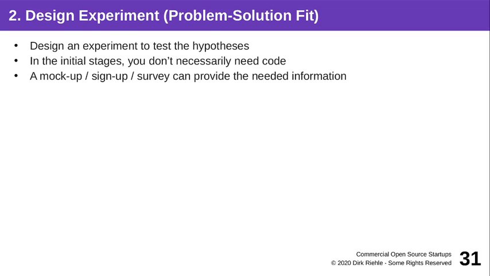So now that you have your hypothesis, so for example, you think that elderly people need physical buttons rather than touch screens, you design an experiment. So you want to test that. And early on, when you're looking for problem solution fit, it may just be that you don't need to code much. So Blank has these examples of how you're just teasing people with a website or an advertisement, promising something that doesn't even exist yet.